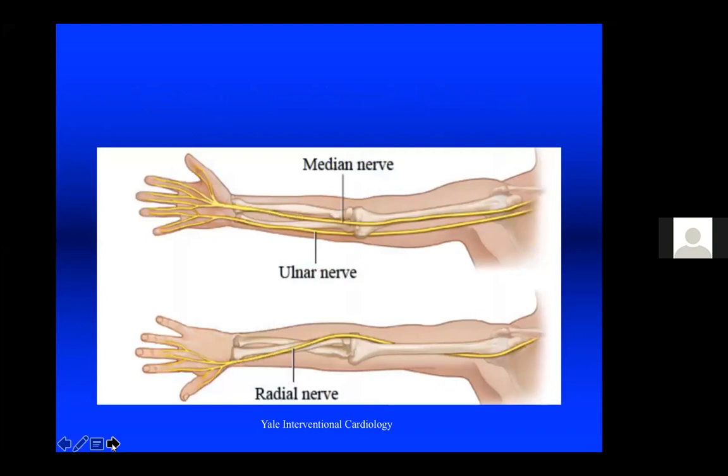The radial artery is one of the few arteries that's not in a bundle with a nerve. The radial nerve is actually on the other side of the arm relative to the radial artery. The median nerve is on the same side as the radial artery, and the ulnar nerve runs with the ulnar artery, but the radial nerve and the radial artery are separated, which actually is quite convenient.